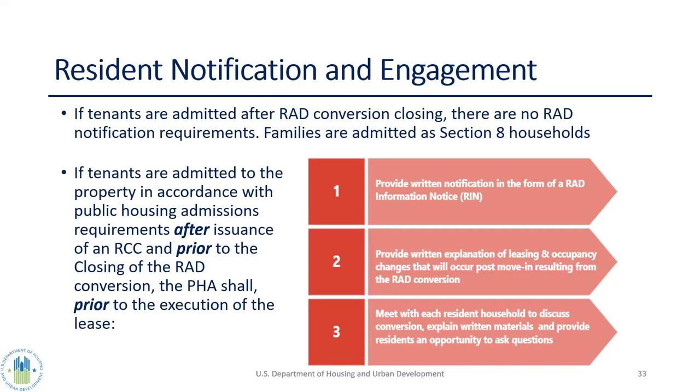If, on the other hand, you need to admit residents to the property prior to the conversion, so after, let's say, we've issued the RCC as soon as you've hit DOFA, but it still takes 3-4 months before you are able to close on the RAD conversion, then we've spelled out what the PHA is supposed to provide to the resident, and how to engage with the residents before executing the lease. So PHAs are to provide a RIN, a RAD information notice, to residents to let them know, okay, you're being admitted as public housing, but this property is slated for conversion.